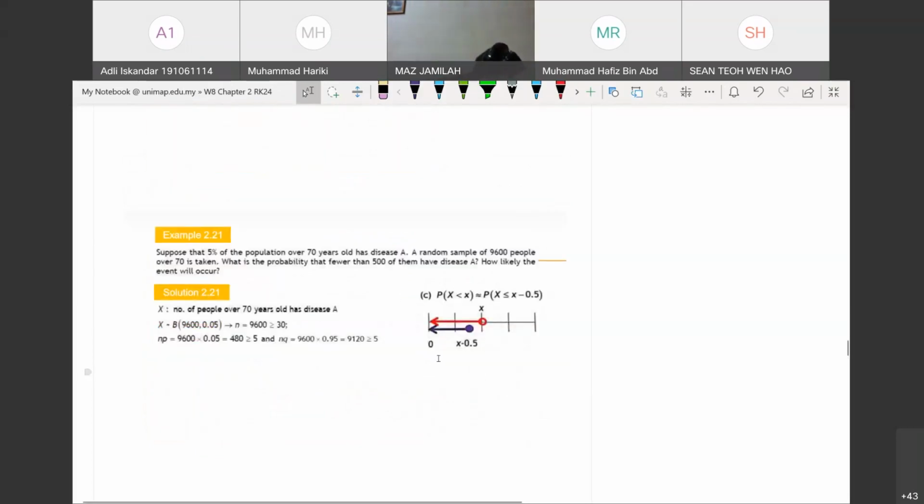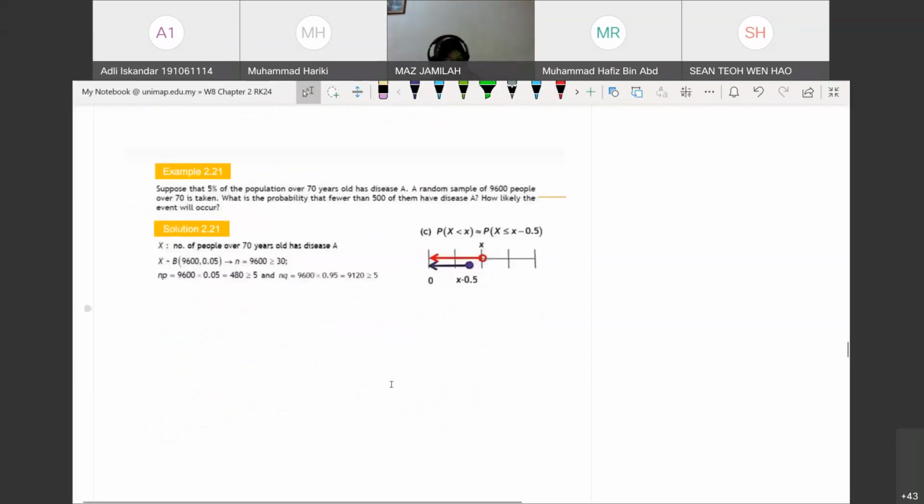Now, this example can be found on page 66, example 2.21. Suppose that 5% of the population over 70 years old has disease A. A random sample of 9,600 people over 70 is taken. What is the probability that fewer than 500 of them have disease A? How likely will the event occur?